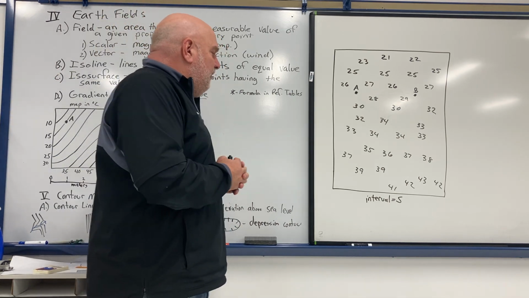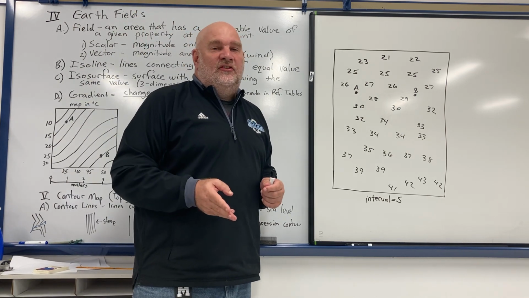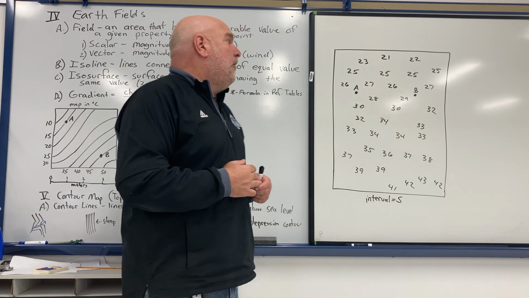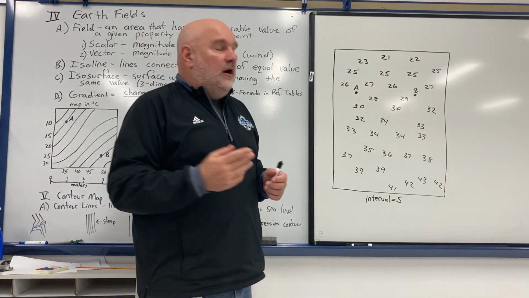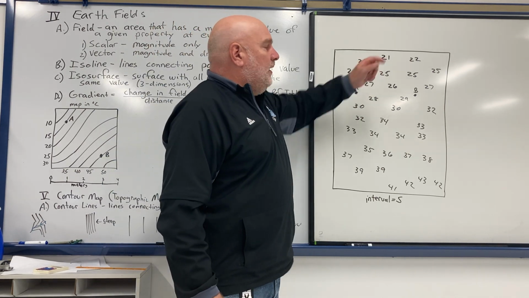So I'm going to draw a line to the interval of 5. When I draw isolines, it's usually easiest to either find the lowest value in the map and work up, or the highest value and work down. I'm going to do the lowest value and work up. Looking at my map, I see the lowest value is this 21 right there.